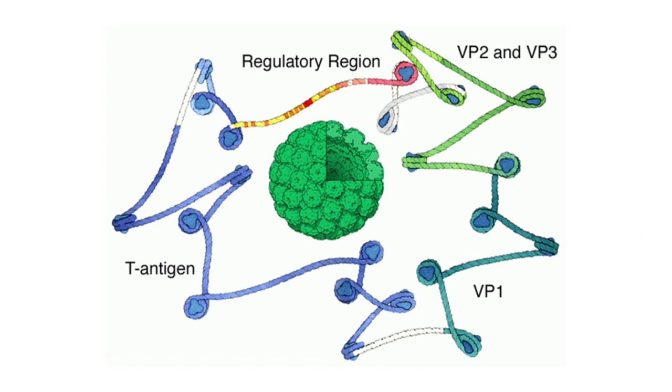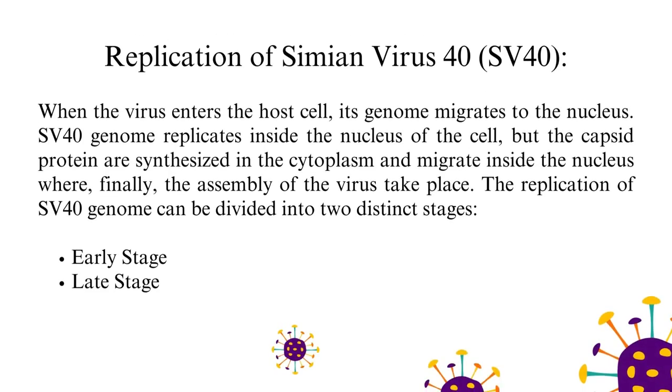Now, this is a diagrammatic representation of the SV40 genome. As I mentioned earlier, the T antigen is essential for viral replication. VP1, VP2 and VP3 are the virion proteins that form the viral capsids. Replication of simian virus 40. When the virus enters the host cell, its genome migrates to the nucleus. The SV40 genome replicates inside the nucleus of the cell, but the capsid proteins are synthesized in the cytoplasm and migrate inside the nucleus, and finally the assembly of the virus takes place.